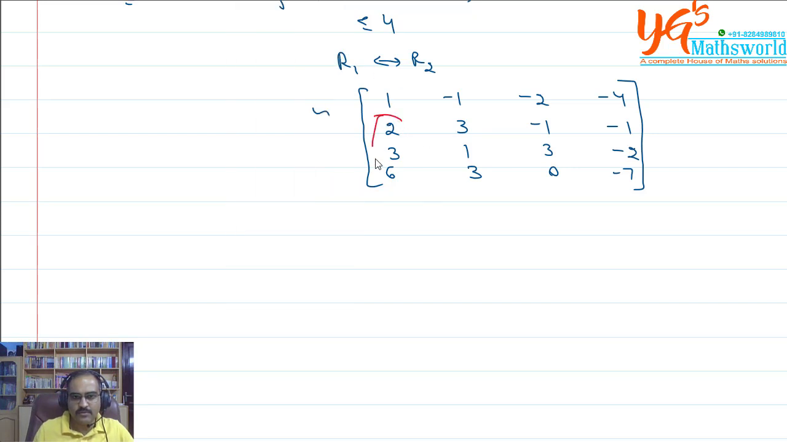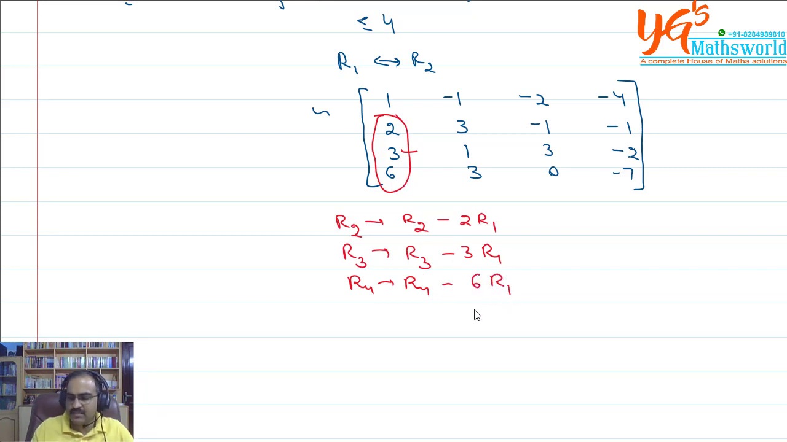Okay. So these all terms will be made 0 if I take the operation R2 minus 2 times R1. On row R3 that will be R3 minus 3 into R1, and on R4 that is R4 minus 6 into R1. Okay, that is the simplest step. What we are applying? R2 minus the number into R1. On R3 I am applying R3 minus this number into R1. On R4 I am applying R4 minus 6 times R1.